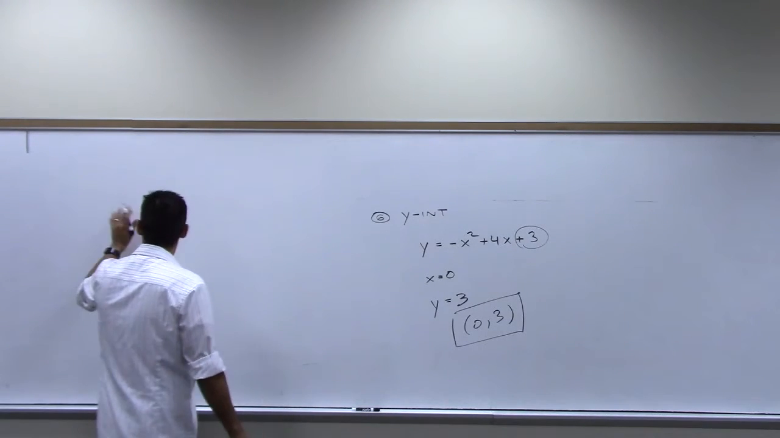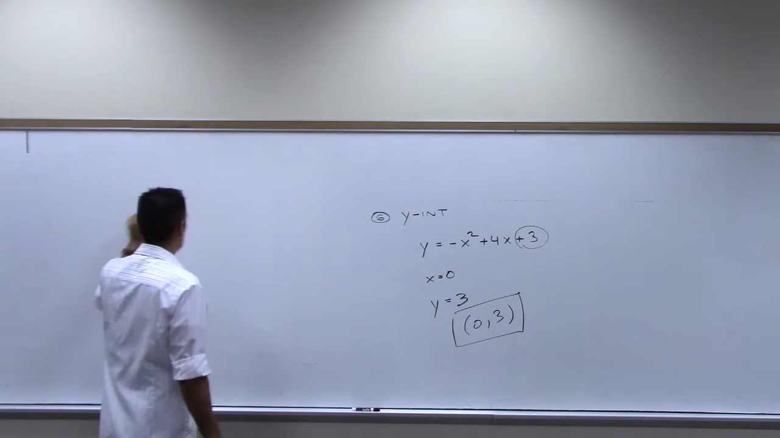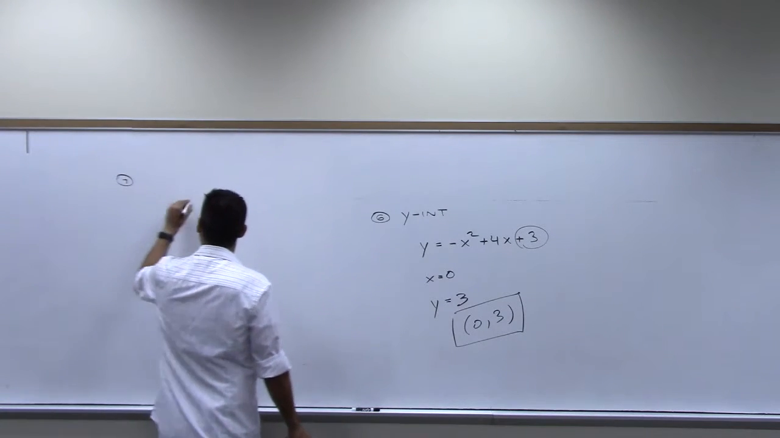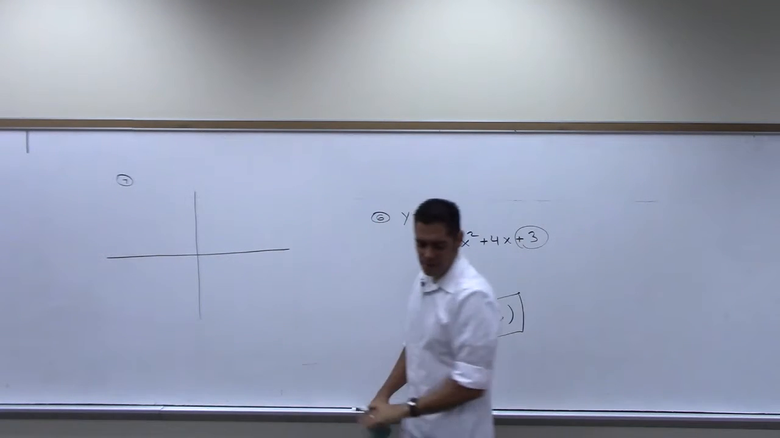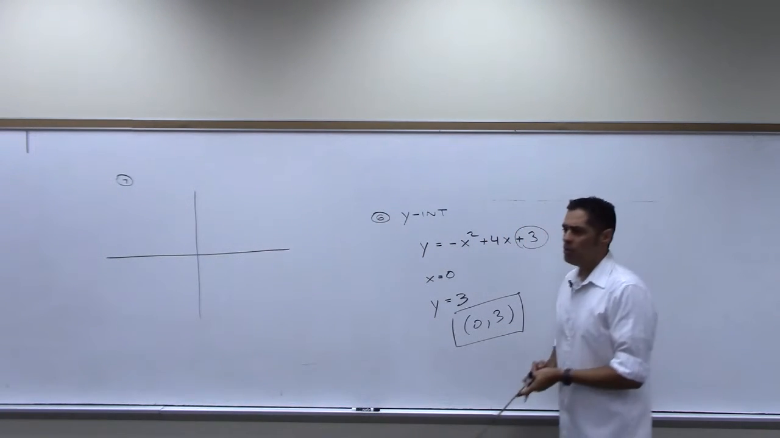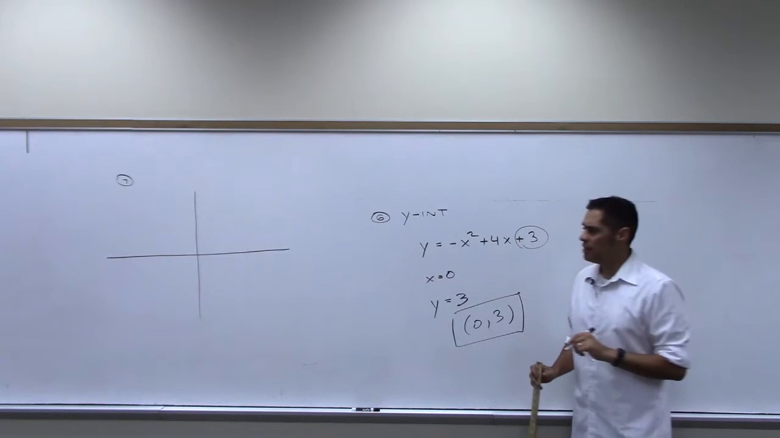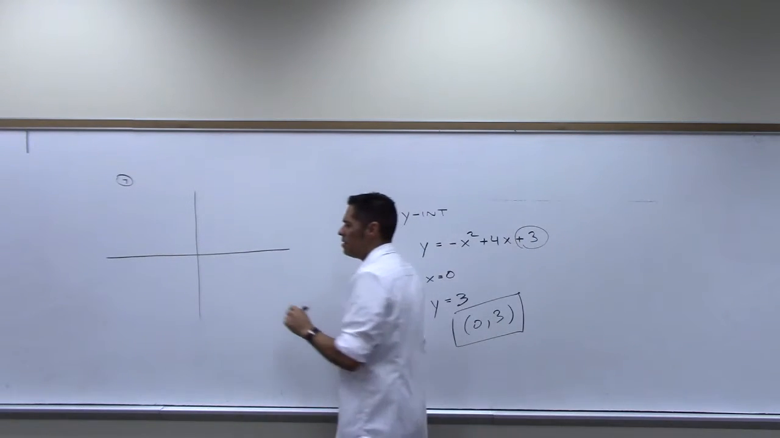Okay, step 7. All right, so we want this picture to be pretty good. It doesn't have to be perfect, but we do want to mark things out and kind of measure things out. I know that my vertex is at 2, 7.